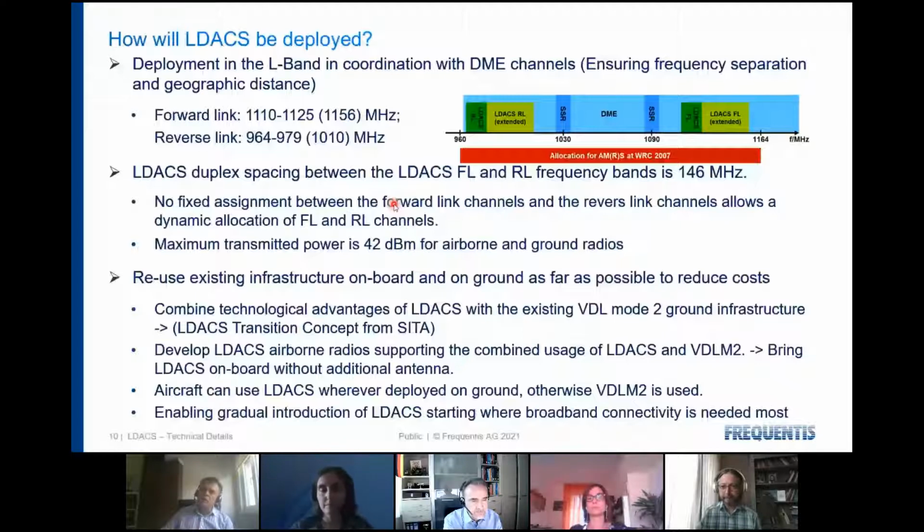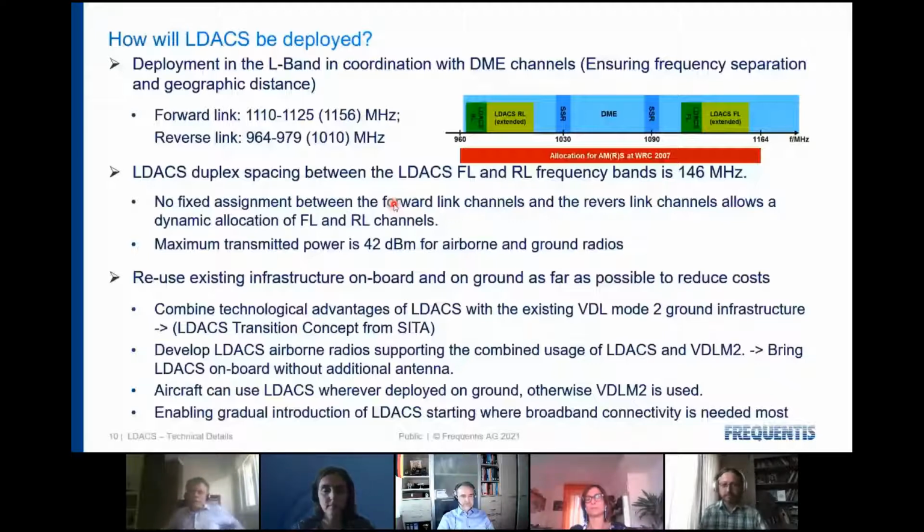On the airborne side, the LDACS airborne radio has to support a combined and coordinated usage of LDACS and VDL Mode 2 in order to bring LDACS on board without an additional antenna. The aircraft can use LDACS wherever deployed on ground, otherwise VDL Mode 2 is used, and this enables the gradual introduction of LDACS, starting where broadband connectivity is needed most.